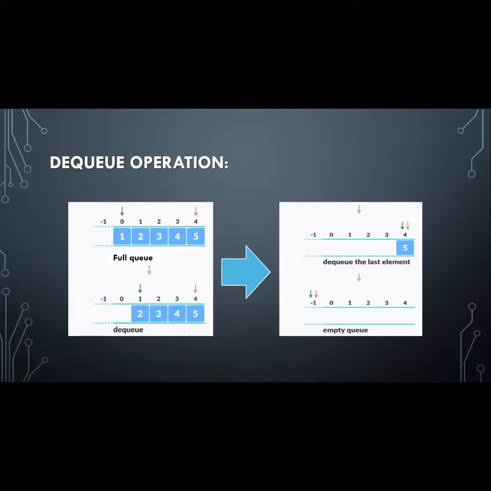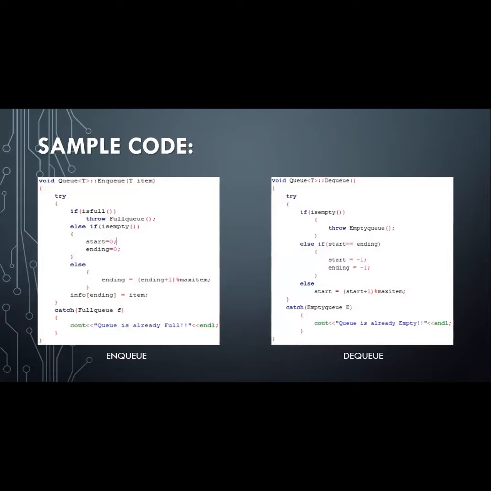Now we are going to show about DQ operation. Check if the queue is empty, return the value pointed by front, increase the front index by 1. For the last element, we set the values of front and rear to -1. Now, here is two sample codes of NQ and DQ showing the function of queue.